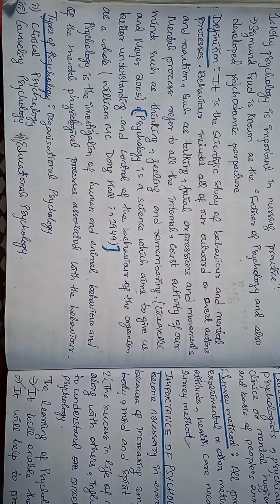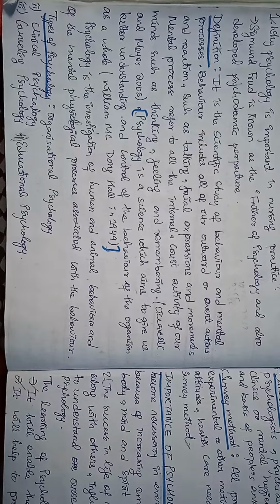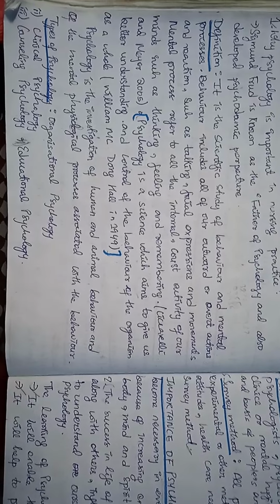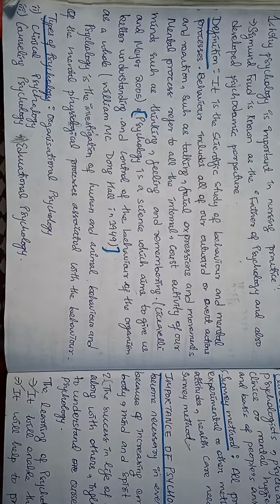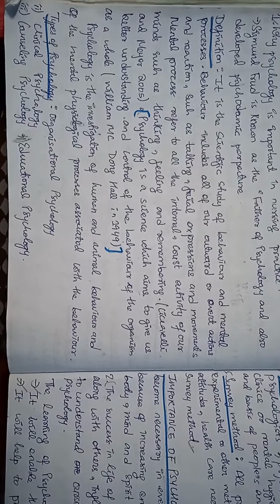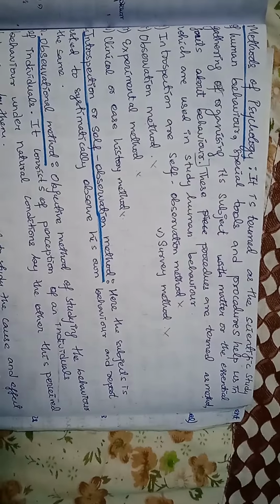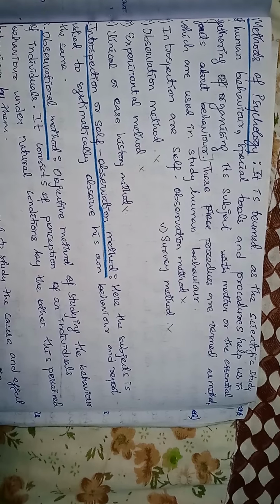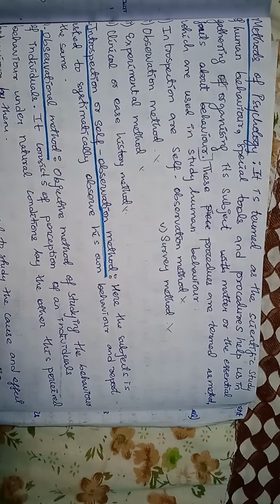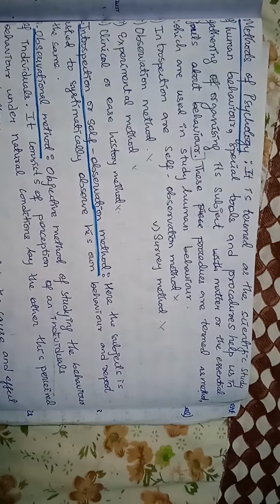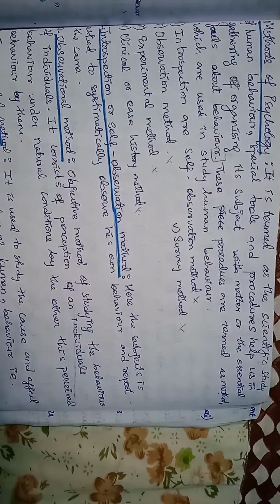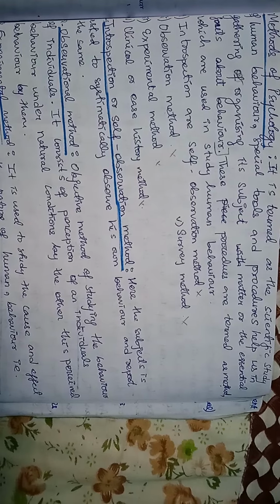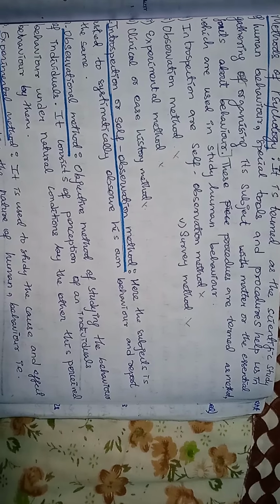Psychology is an investigation of human and animal behaviors and of the mental and physiological processes associated with the behavior. Types of psychology: organizational psychology, counseling psychology, clinical psychology, and educational psychology. Methods of psychology: it is termed a scientific study of human behavior. Special tools and procedures help us in gathering and organizing the essential facts about the behaviors. These procedures are termed methods, which are used in the study of human behavior.